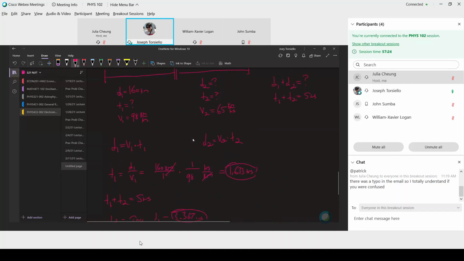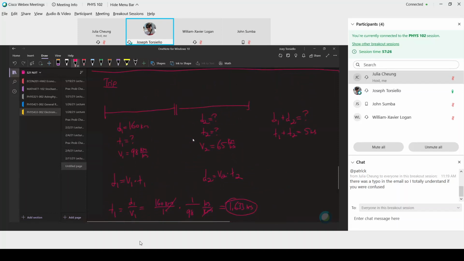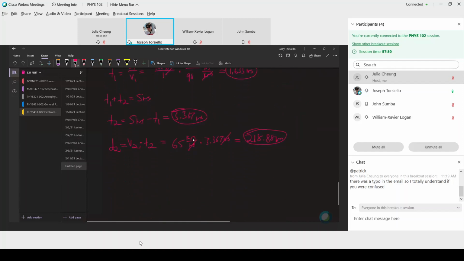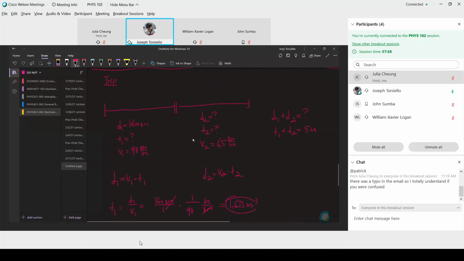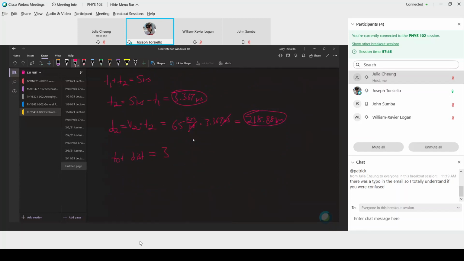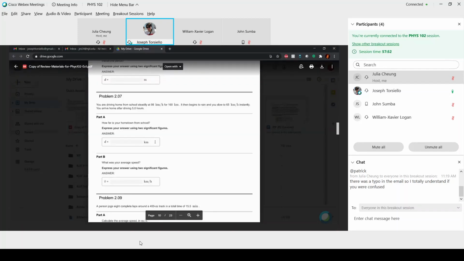All right. And then finally, we can get the total distance traveled, d1 plus d2. You would just add the two numbers. So total distance is equal to the sum of 218.88, this distance, plus the 160. If you do that, you would get about 378 kilometers. And they want the answer in kilometers, right? Let's see. Yeah, they want it in kilometers.